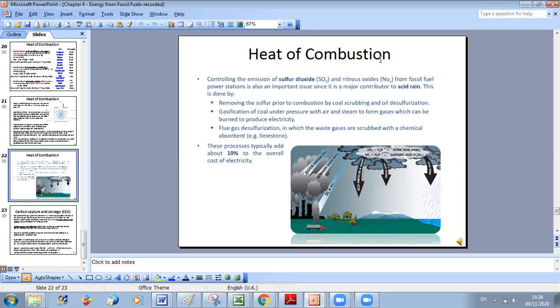Okay, and this is why sometimes we say that due to the high cost we don't do them, but currently, due to the very harmful effect on the environment, we are doing these strategies to reduce the production of this harmful gas.